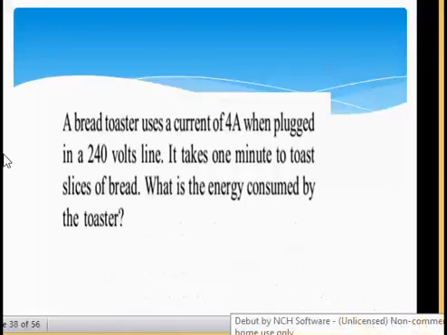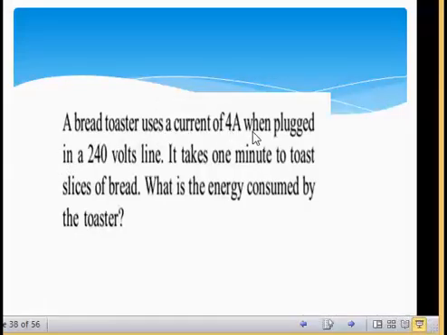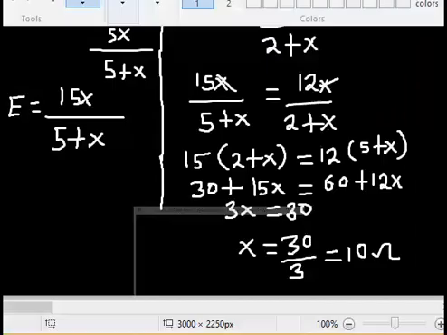Next question. This one goes like this. A bread toaster uses a current of 4 ampere plugged in a 240-volt line. It takes 1 minute to toast a slice of bread. What is the energy consumed by the toaster? This time around, we are just asked to calculate energy, not the power, the energy unit, like the one we actually calculated in kilowatt hours. So this was just in joule, right?